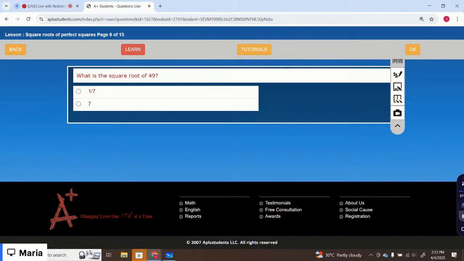What is the square root of 49? The square root of 49 equals 7. Option number 2 is the correct option because 7 times 7 equals 49.